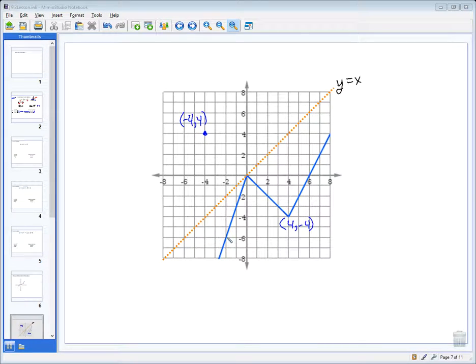I could do the same thing if I pick this point right here. That's negative 2, negative 6. It would then become negative 6, negative 2. This point is 0, 0, so there's no reflection point here, which means this line is then reflected over this way. This line is reflected over this way.